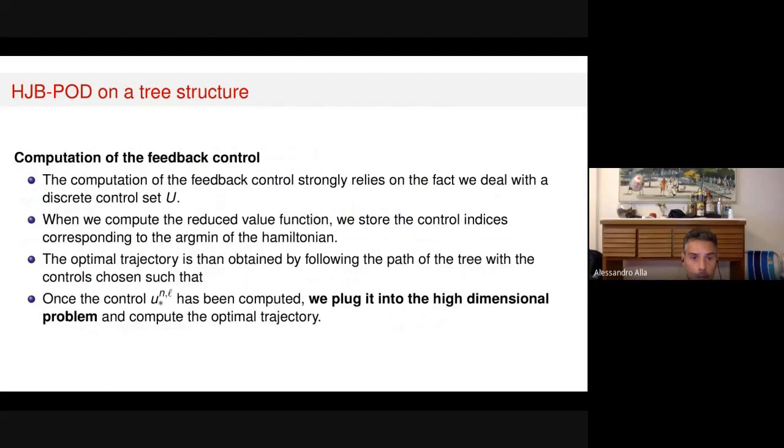And also, then we can compute the feedback control, which in our case really depends on the control setting, on the discrete setting. So we have to use the same discrete set of controls for the value function, and then for the computation of the feedback control. If we want to change the control space for the feedback control, we need to use some interpolation, and this is something that we are currently working on to improve the computation of the feedback control.